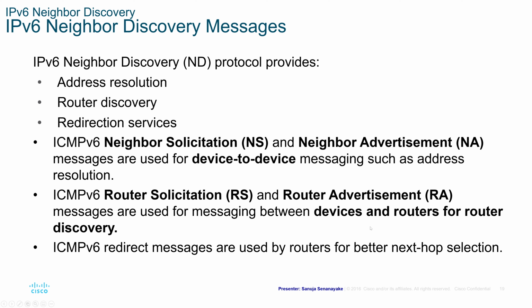Each one of these items I will go into in detail later, but for now, for this module, what you need to remember is that the neighbor discovery (ND) protocol provides these items: address resolution, router discovery, and redirection. And the NS, NA, RS, RA, why we use them, and what these items are responsible for in the IPv6 neighbor discovery messages.